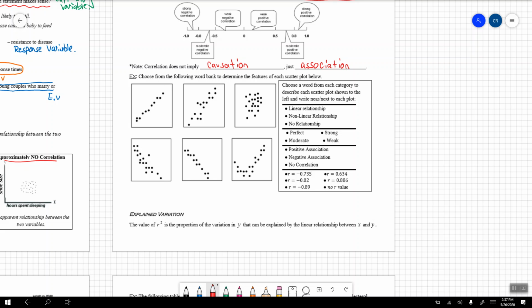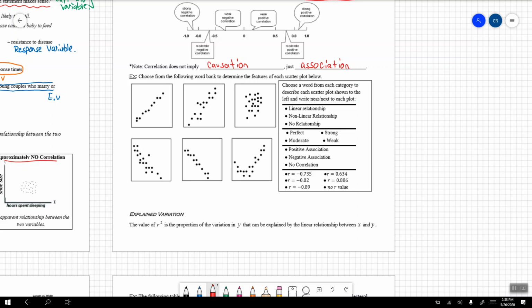Given that there's a correlation, it does not imply causation. One variable does not imply the other. Doesn't mean that there is a cause for that outcome. All right, so very important for us to make that distinction here. Now, what we're going to do is we're going to be looking at these scatter plots here, these 6 scatter plots.